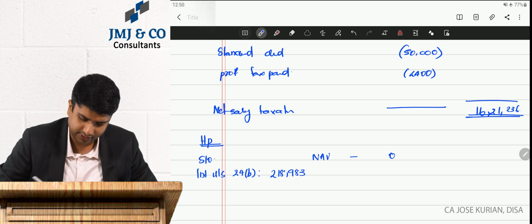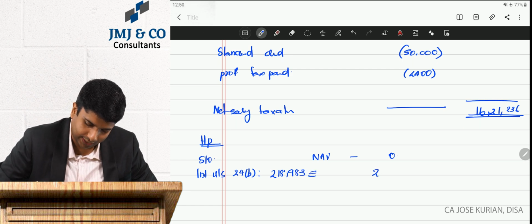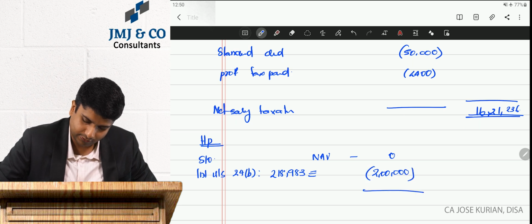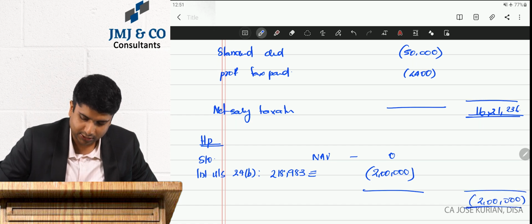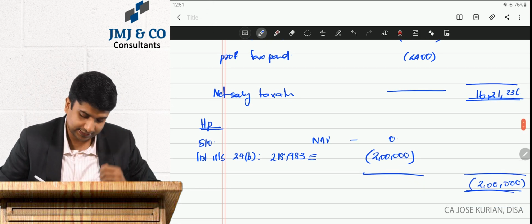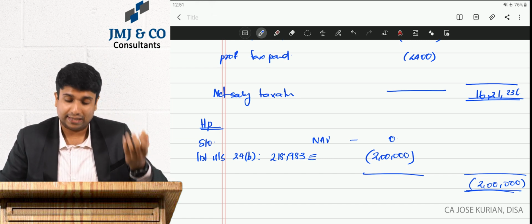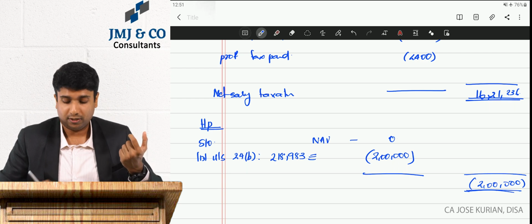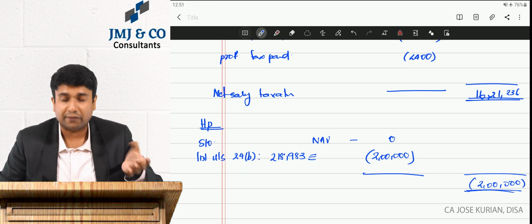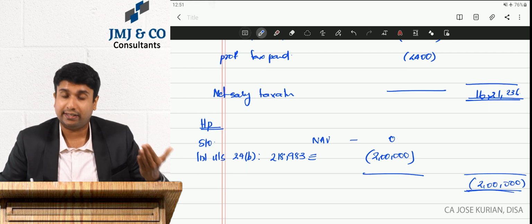2,18,983 is the actual interest, but it shall be restricted to 2 lakh only. So 2 lakh is the maximum deduction, and the loss from house property would be 2 lakh. So this is the loss from house property. Now you will ask me a question, sir, the actual interest is 2,18,983, so over and above 2 lakh there is some interest he actually paid, right? So that 18,983, can we claim it as a deduction under 80EEA?